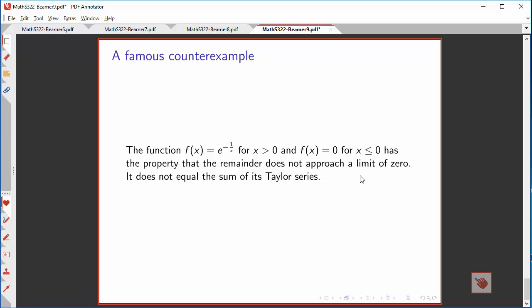It turns out that the Taylor series for this function is identically 0. Every term in the Taylor series works out to have a limit of 0 as x approaches 0. This function, however, is not the 0 function. So its Taylor series is the 0 function, but that is not equal to f of x. That's why we have to show that the Taylor series for a function not only converges, but converges to the function itself.